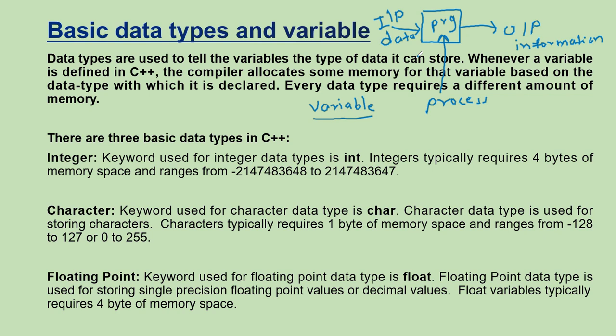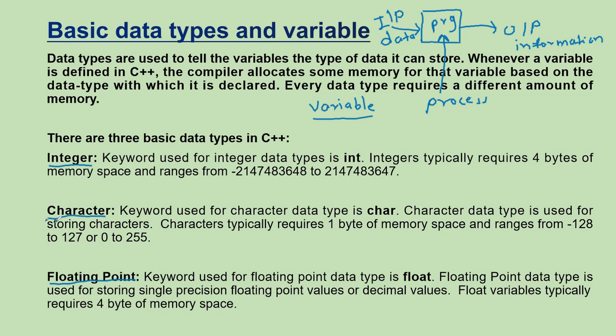What type of data can we get from the user? We can get some numbers. These are integer numbers, which means numbers without decimal points. We can get characters also from the user. We can also get floating point numbers from the user. So according to these, we will have our variables. Therefore there are three basic types of variables, or we can say data: integer, character and floating point.